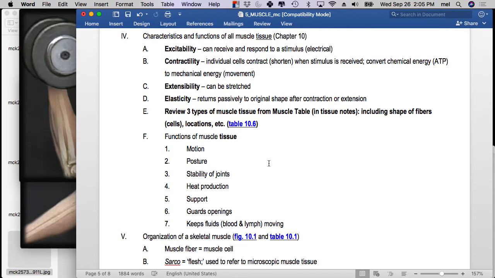So what would happen to your heart? Skeletal muscle does this when you get electrocuted. Your brain does too. So it's an electrical system. It's got the characteristic of excitability.